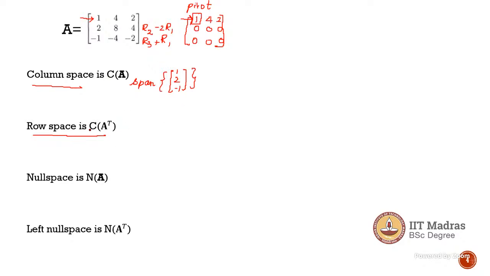Yeah. So for this problem, we can do two methods. If you find the transpose of this matrix, and if we get the pivot elements in the first column and the last column, then the span will be of the original matrix column 1 and column 3. Column 1 and column 3.